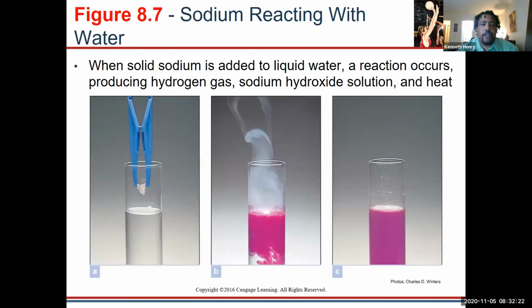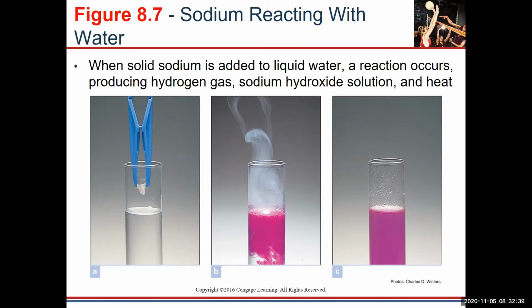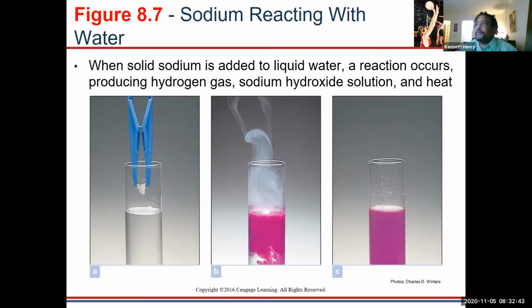Okay, so let's talk about a chemical reaction. So here we have a piece of sodium. We're dropping it in liquid water. Now this liquid water has an indicator in it so that we get a nice color change to make it real fancy for you. So you guys can see the color change, right? Okay, so when solid sodium is added to liquid water, a reaction occurs, producing hydrogen gas and sodium hydroxide solution and some heat.